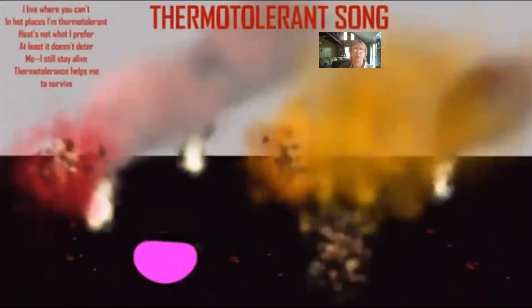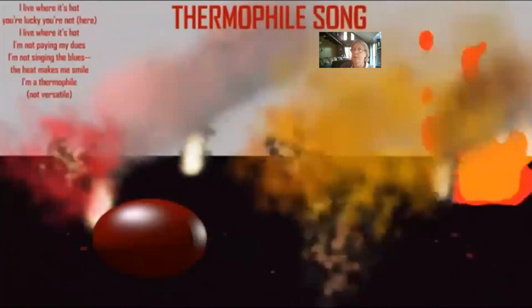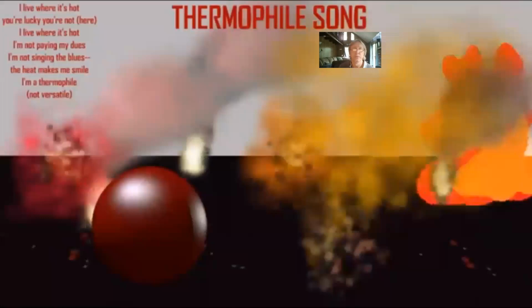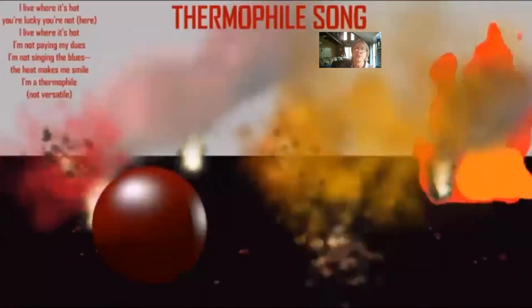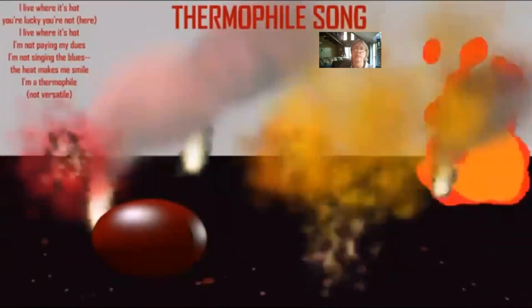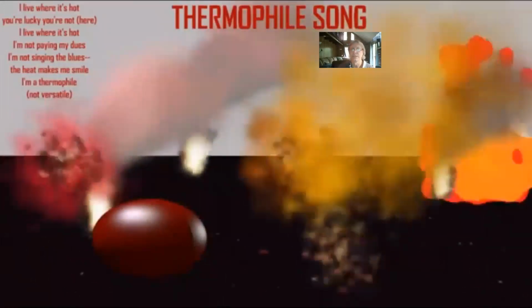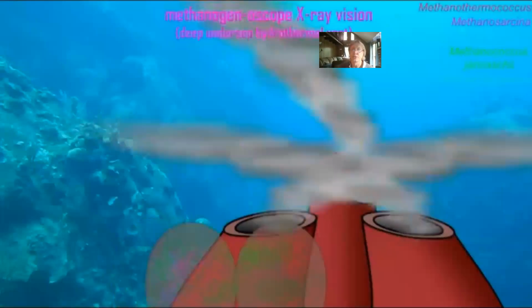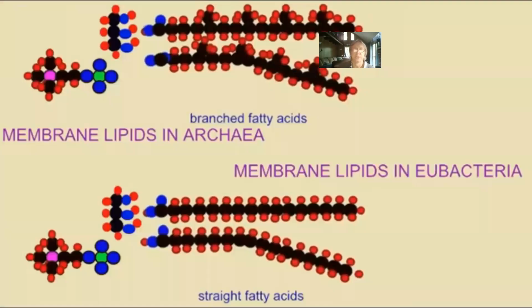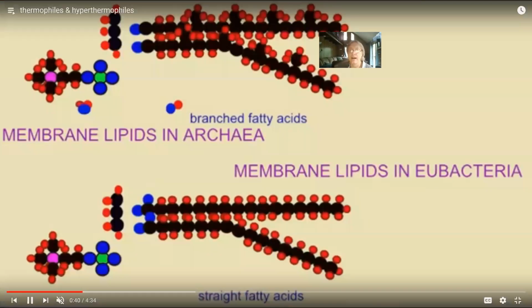Now, some cells don't like that temperature, but they can survive it. So there's a difference between, say, being thermotolerant, where you can survive a high temperature, but you would prefer normal temperatures, versus a thermophile, which needs high temperatures. You can only find them at high temperatures. So once again, with extreme environments, some organisms can tolerate it, but some actually like it. So phile means to love, a thermophile or a hyperthermophile. These are organisms that need high temperatures.